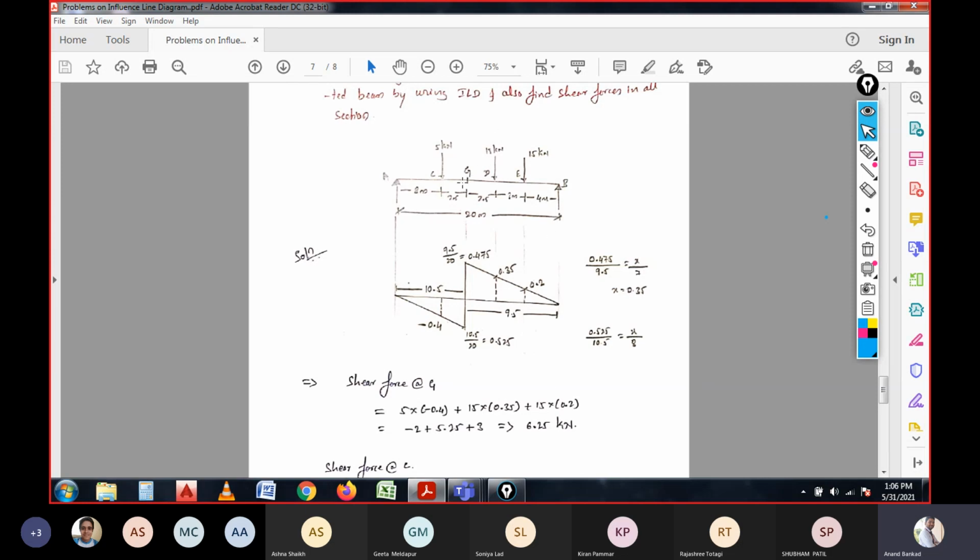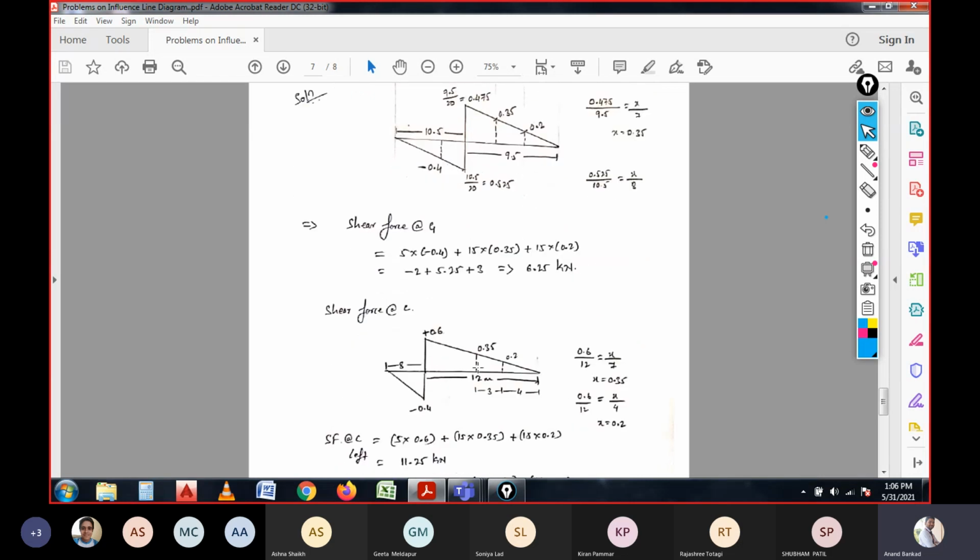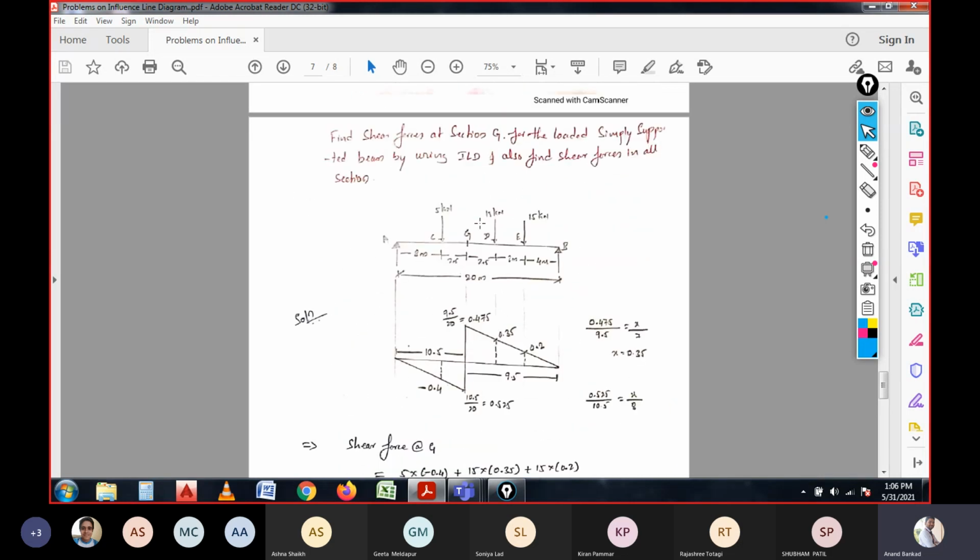section G, right? Because with respect to section G we have considered the coefficient values and multiplied them with the intensity of load. In the similar manner we need to consider the remaining sections, because in the question they have also asked to find the shear forces in all the sections. So now the shear force at G is calculated and the coefficient values are calculated, and at the same time the particular values of the different sections need to be calculated.